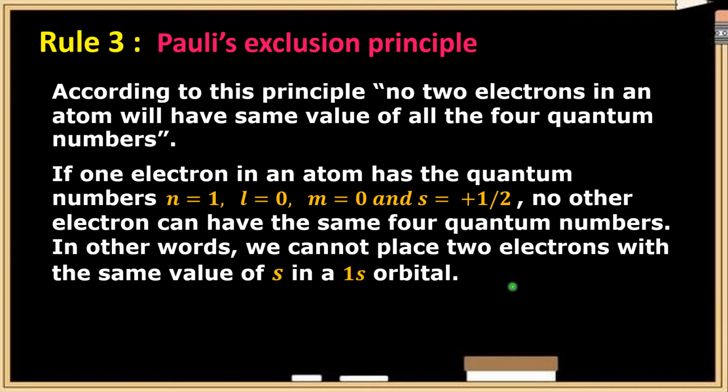That means in any atom, no two electrons will have all four quantum numbers equal. They at least differ in their spin quantum numbers, because spin quantum number will take only two values, plus 1 by 2 and minus 1 by 2. For clockwise spin, we are taking plus 1 by 2. For anti-clockwise spin, we are taking minus 1 by 2. Okay, so here is an example for Pauli's exclusion principle.